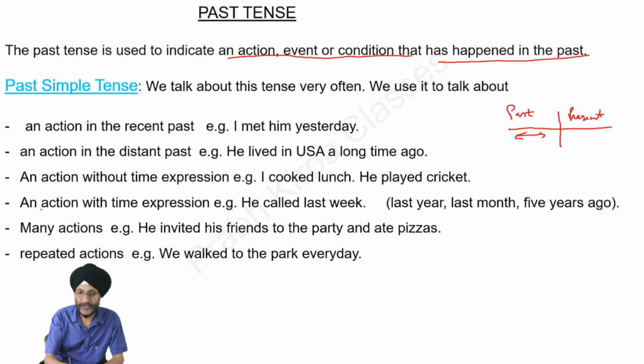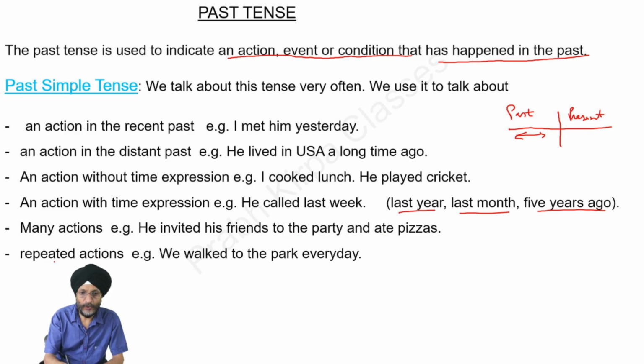We can also use past simple tense to talk about an action with time expression. Here, we also mention when the particular action has taken place in the past. For example, he called last week. Other time expressions used in the past simple tense are last year, last month, 5 years ago, etc. We can also use the past simple tense to talk about many actions in the past. For example, he invited his friends to the party and ate pizzas.